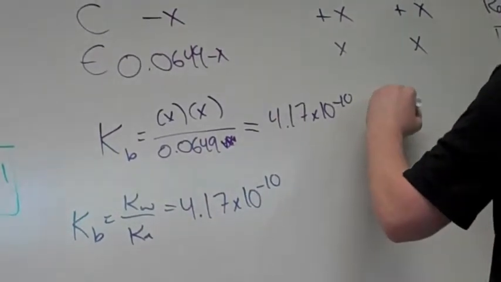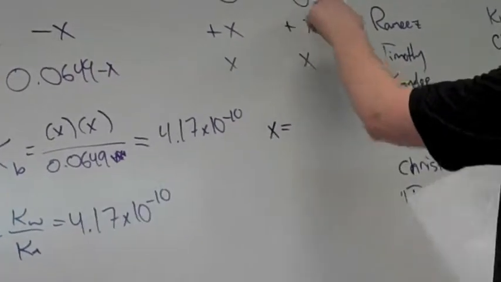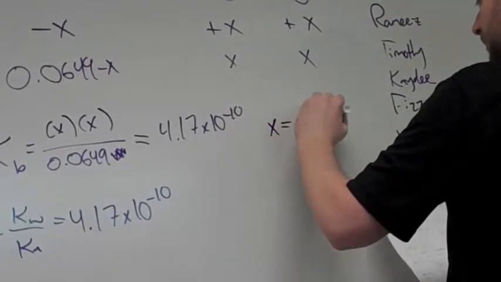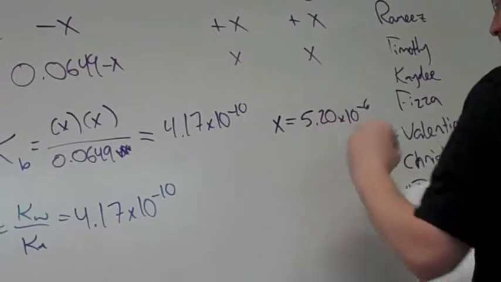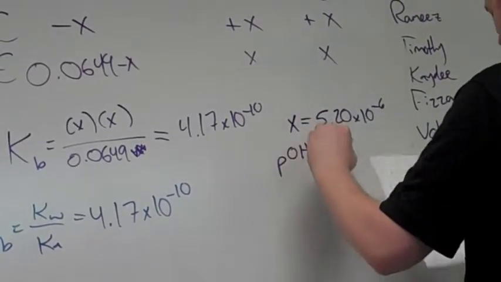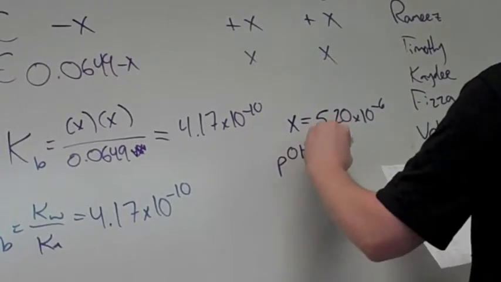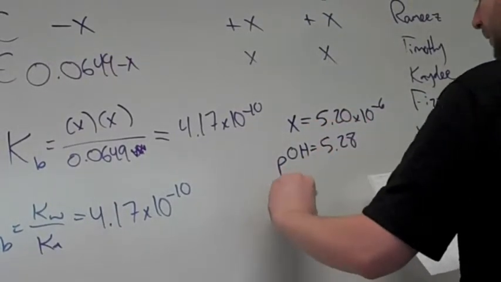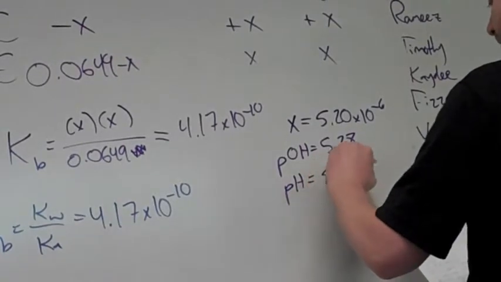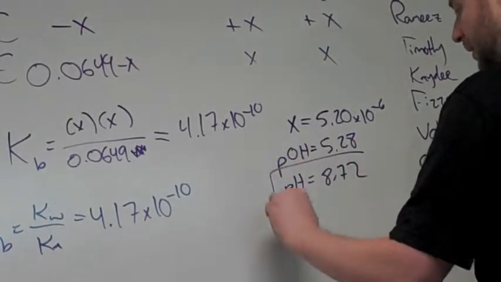If we solve for x, which is the concentration of hydroxide, it is going to be 5.20 times 10 to the negative 6th power, which means pOH, if we take the negative log of this, gives us 5.28, and then the pH by extension is going to be 8.72. That is the pH of the solution at the equivalence point.